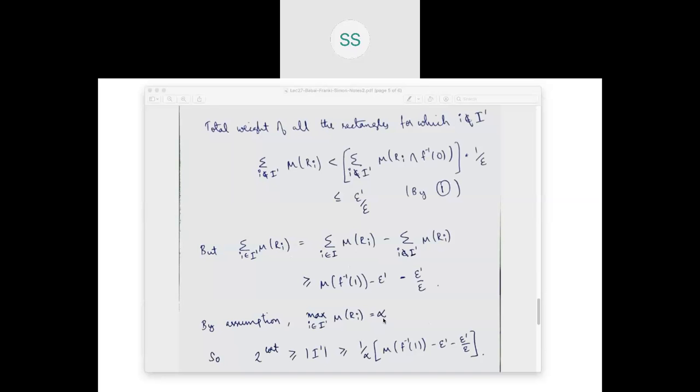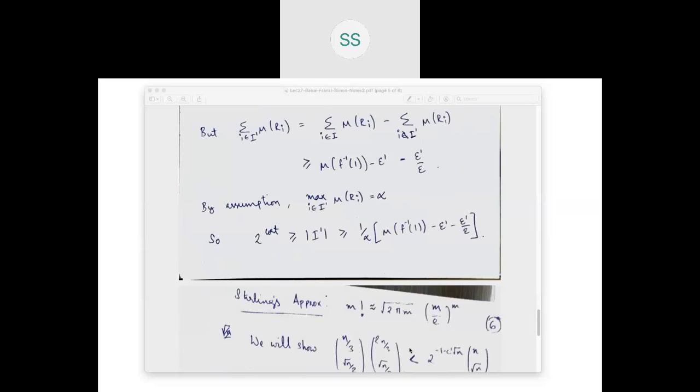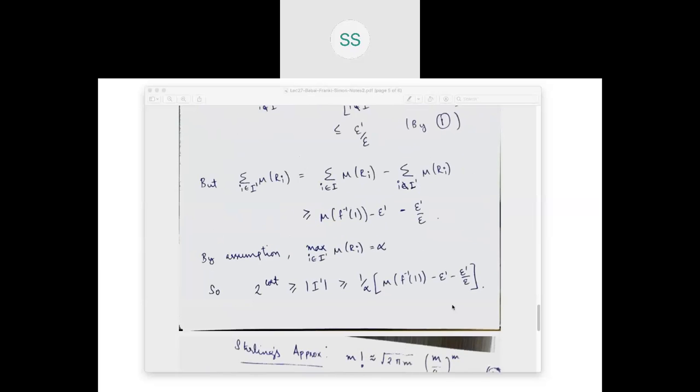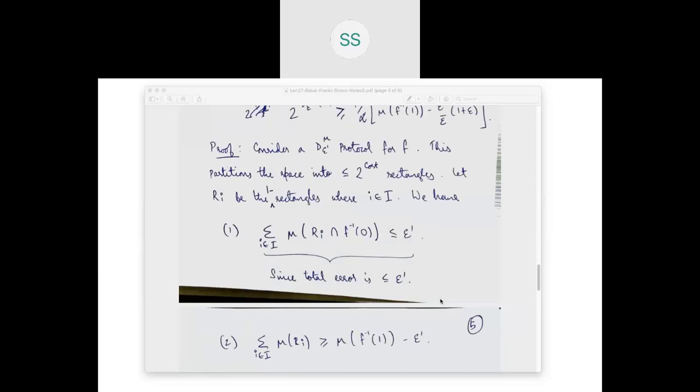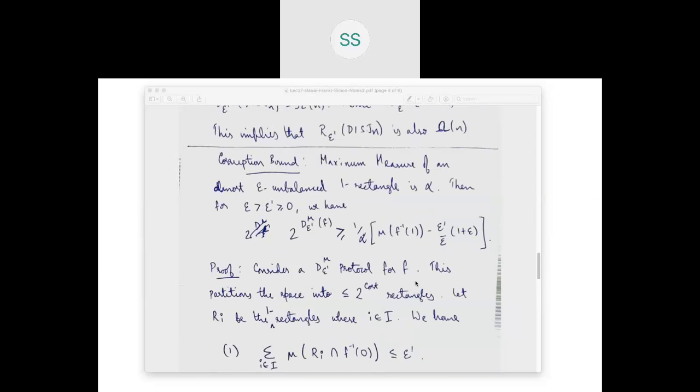But each rectangle has measure at most alpha, so the total number of rectangles must be at least this. The total number of rectangles in I prime must be at least this, hence the total number of rectangles must be at least this. So 2 power cost must be at least this. So the cost, so that's the statement of the corruption.